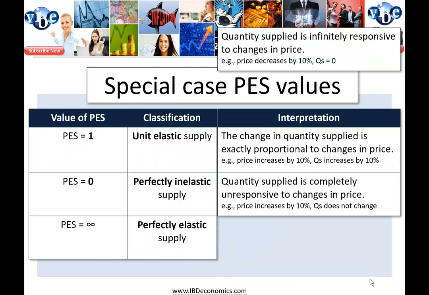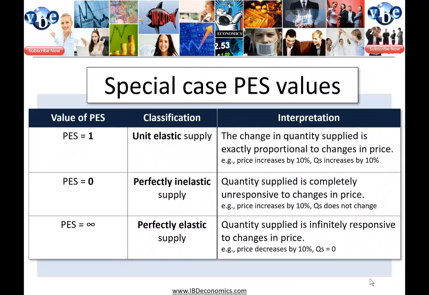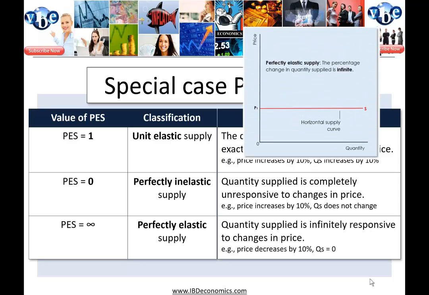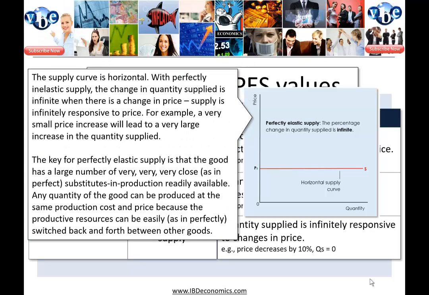PES is infinite, perfectly elastic supply. Quantity supplied is infinitely responsive to changes in price. So let's say a price decreases by 10%, quantity supplied is going to fall away to nothing. Quantity supplied will become 0. In a completely horizontal supply curve here, percentage change in quantity supplied is infinite.